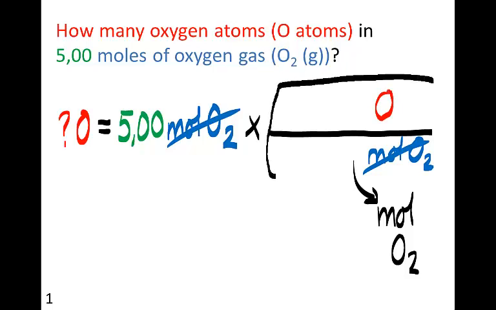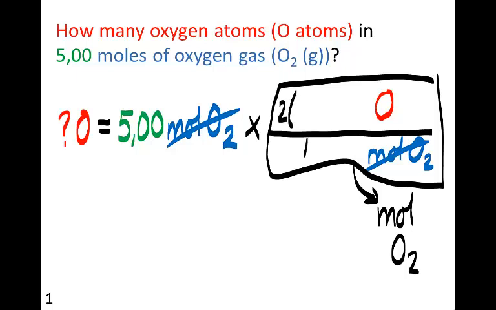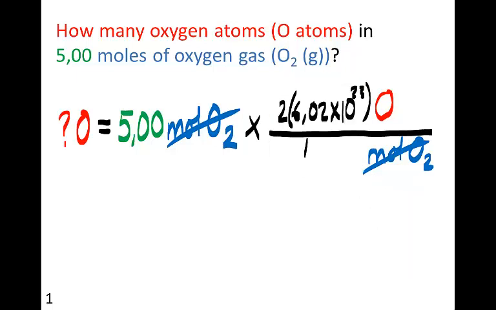Both top and bottom must refer to a mole of oxygen gas, O2. 1 mole of O2 is the same thing as 2 moles of O. You might have needed 2 steps to do this. Let me show you how you can do that as well. How many O atoms in 5 moles of O2?